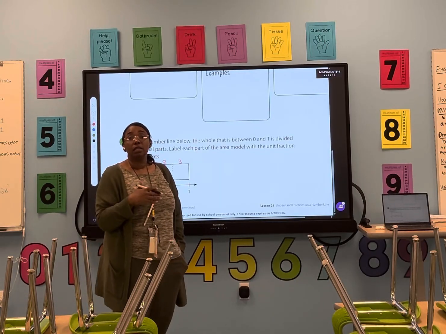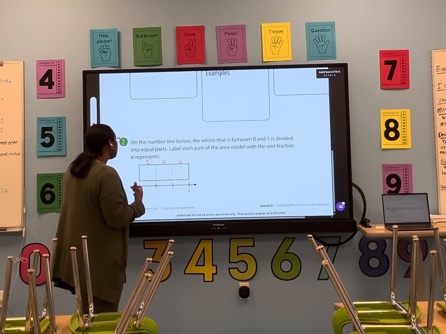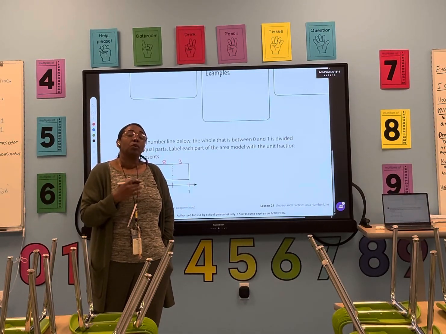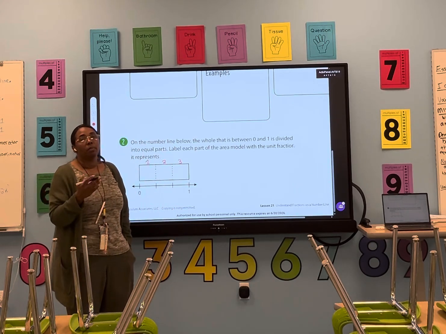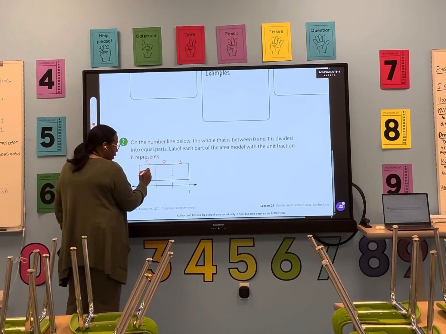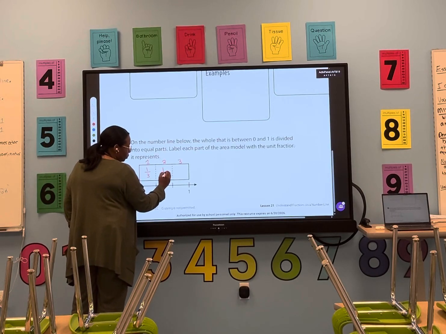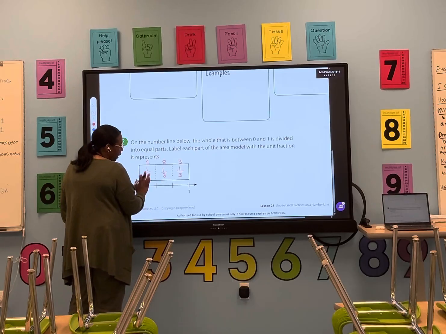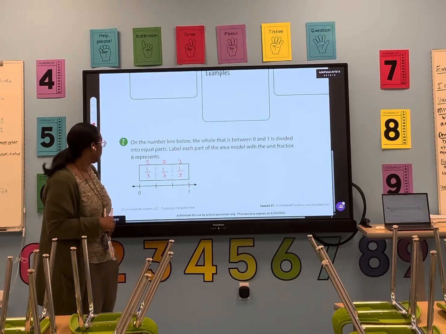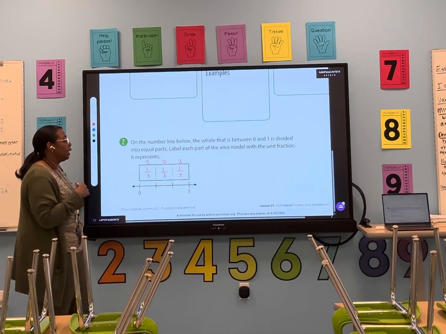3 parts means this number line is in thirds, because 3 parts means thirds. So when I do my unit fraction, I'm going to put my unit as thirds, but remember to put your 1 in the numerator, because that's what makes a unit fraction a unit fraction. So for this piece right here, it's going to be 1/3. For this one, it is also 1/3. And this one is 1/3. Each one of these little pieces equals 1/3. That's how big it is. It's 1/3.